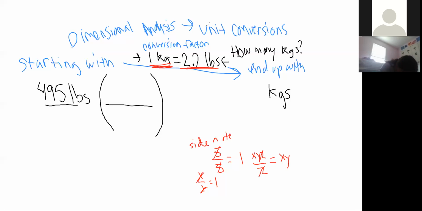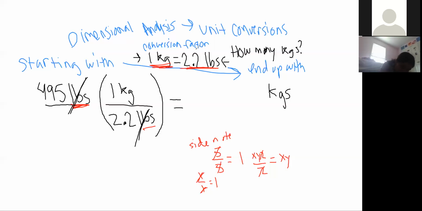Knowing that if one thing's on the top and one thing's on the bottom, those cancel out, and knowing that I want to get rid of the pounds, I don't want pounds anymore because I want kilograms, I'm going to put the number with the pounds on the bottom, because I know that I can cancel out these pounds and I won't have them anymore, which means I need to put the 1 kilogram on the top. Once I do that, I can solve my problem.